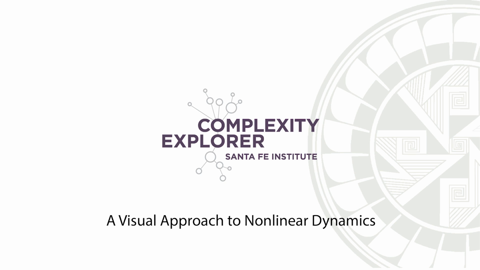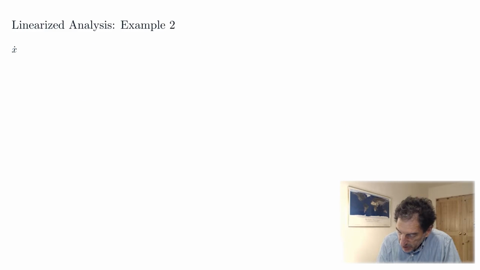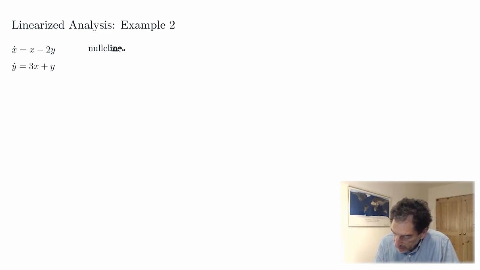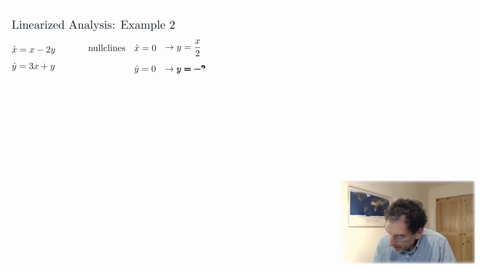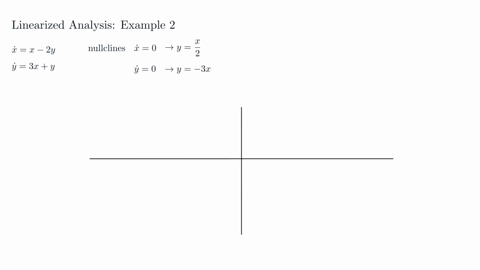Our second example, suppose that x dot is equal to x minus 2y and y dot is equal to 3x plus y. So again, we look for the null lines. x dot equals 0 gives us that y is equal to x over 2, and y dot equals 0 gives us that y is equal to minus 3x.